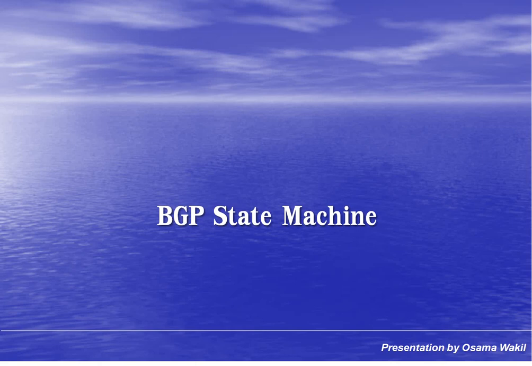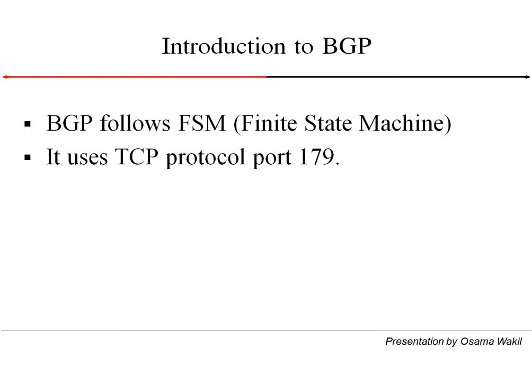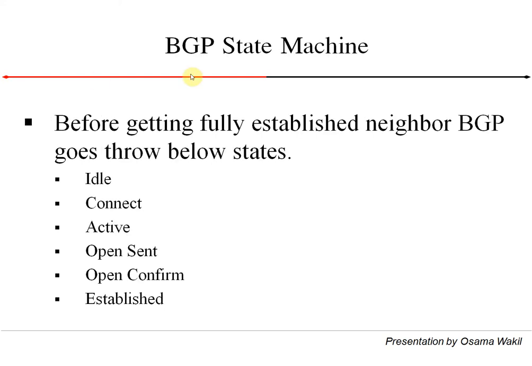Hi, in this video we are going to talk about the BGP finite state machine. BGP follows a finite state machine. It uses the TCP protocol and TCP port 179. So, let's look into the BGP state machine and the states involved.